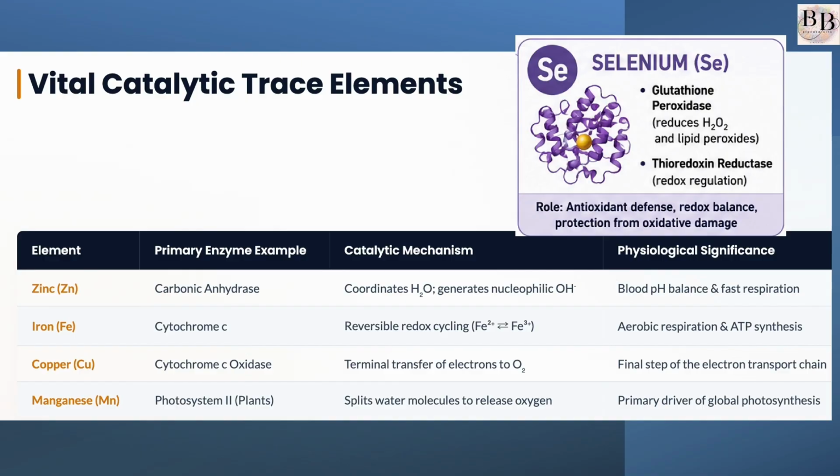Another one is the one I mentioned earlier, zinc, within carbonic anhydrase, and you know what the physiological significance of this is. It will help us to balance the blood pH, as well as help facilitate respiration. Iron uses its redox cycling mechanism. It aids aerobic respiration and also helps in the production of the energy currency, which is ATP. Copper helps facilitate the final step of the electron transport chain, which is very important.